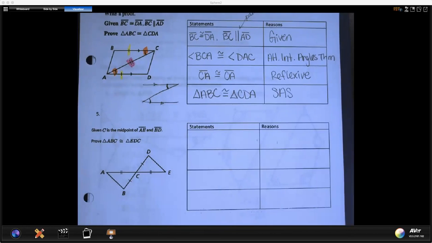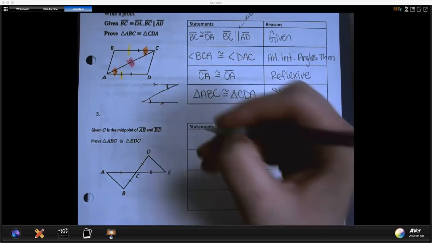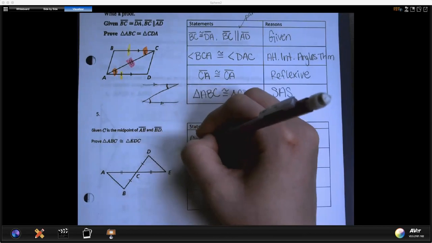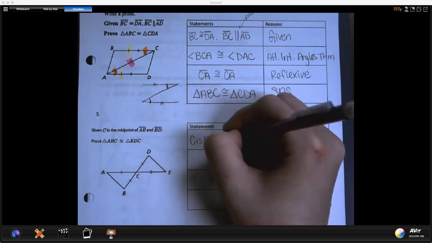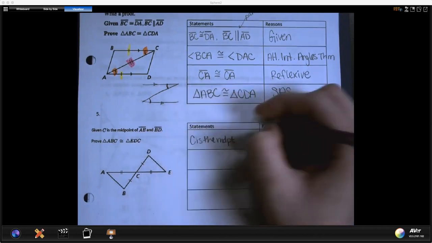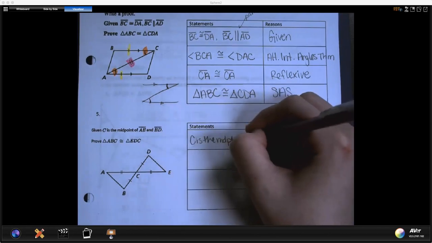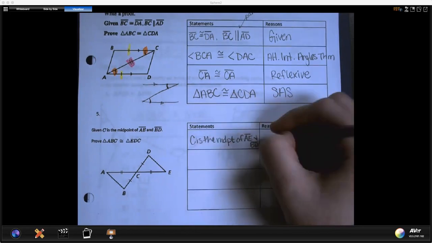All right, last question, number 5. Given C is the midpoint of AE and DB, prove that triangle ABC is congruent to EDC. Okay, so as always, our first statement is always whatever our given is. So C is the midpoint of AE and BD, and that is given to us.